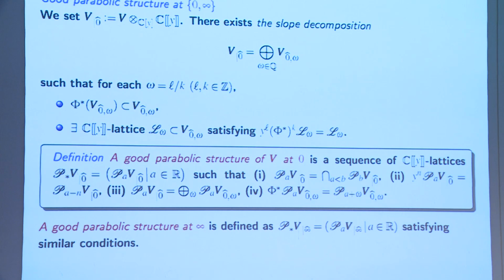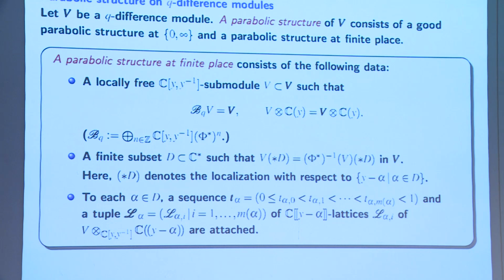The difference between this 0 infinity and the previous finite places? What is the difference of definitions? Why actually does it differ? At what point? Sorry, I don't answer, sorry. At what point does this definition differ from that definition?